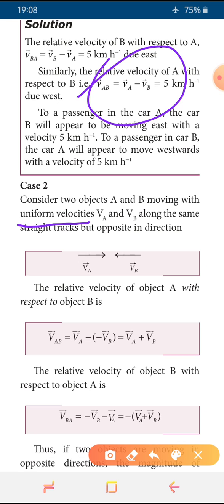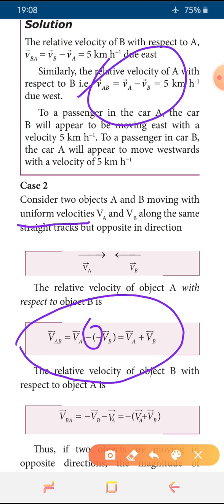Okay, then we can write the relative velocity of object A with respect to object B: vab vector is equal to va vector minus vb vector. Since the vectors already act in opposite directions, it is minus of minus vb vector, then minus into minus will become plus, so we can write va vector plus vb vector. Okay, are you clear children?